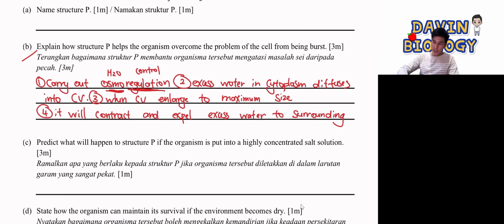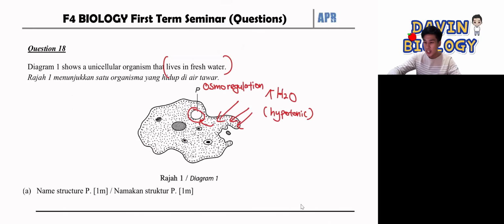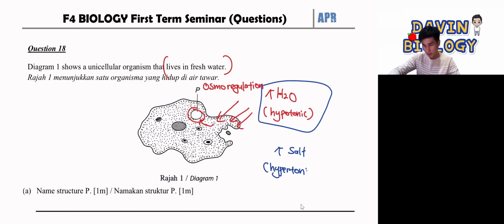And then question C is the opposite. They also like to ask this: what will happen to structure P if the organism is put into a highly concentrated salt solution? Now, just now, fresh water, a lot of water, is called hypotonic. Outside now is the opposite. Now it's very salty, a lot of salt. Means there's less water, so it's called hypertonic. So meaning now, water is going to come out.